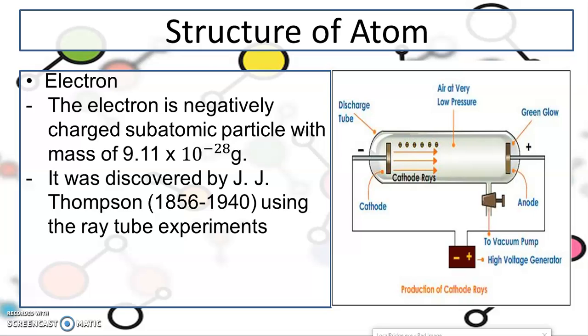It was discovered by J.J. Thomson in 1856-1940 using the cathode ray tube experiment. As you can see in the picture, he noticed that the ray produced at the negative electrode, or the cathode ray, was repelled by the negative pole of an existing electric field when high voltage was applied to a vacuum tube. Based on this observation, he suggested the cathode ray is made up of a stream of negatively charged particles from atoms called electrons.